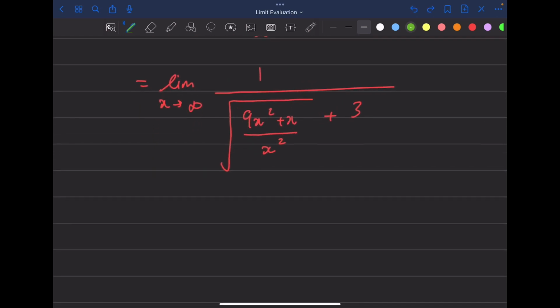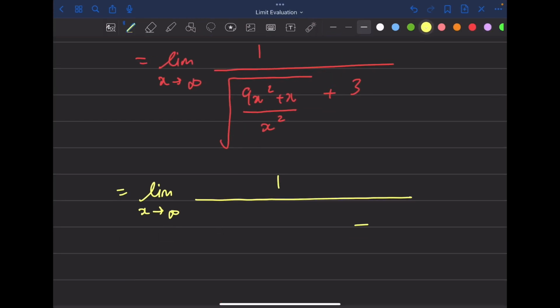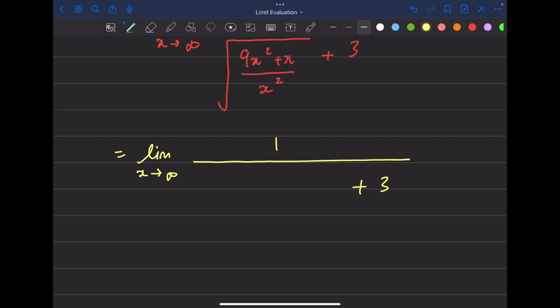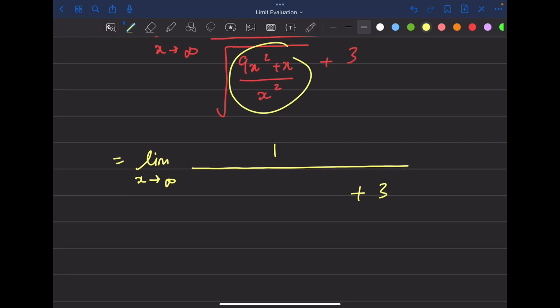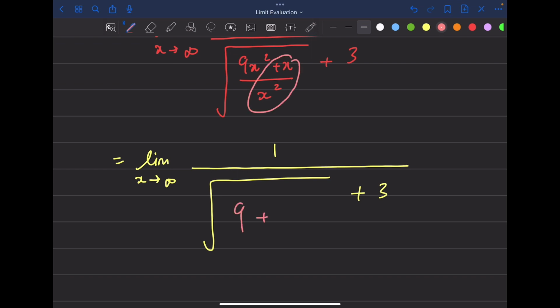From here, it's pretty simple. Let's do what we did before. So the limit as x approaches infinity of, the numerator stays as 1 because we're basically done altering the numerator. It stays as a 1. We have a plus 3 here. And then for this square root, first let's rewrite down the square root because that's not going to go anywhere yet. If you divide 9x squared by x squared, you're going to get 9. If you divide x by x squared, you're going to get 1 over x. Okay, so far so good.